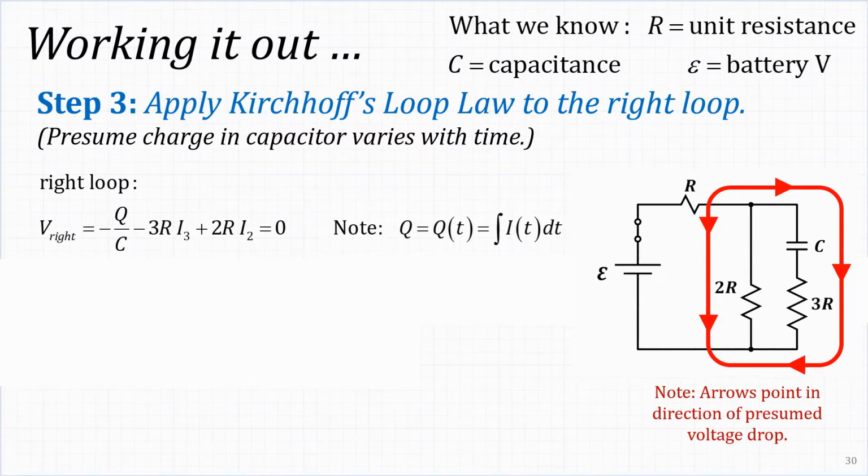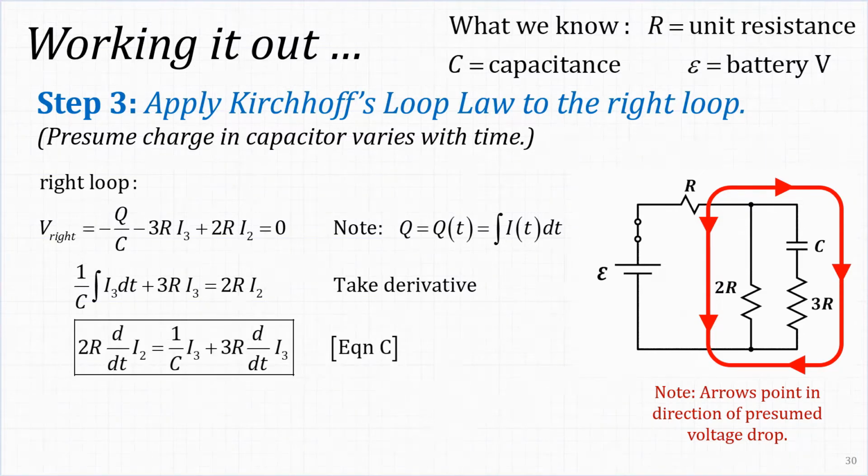Remember that time-dependent capacitor charge is the time-dependent current integrated over time. So I can put that in here, but I've got all my other stuff expressed as derivatives. So I'll take the derivative of everything and get this relationship between I2 and I3 that I'll call equation C. So there's my 3 equations.